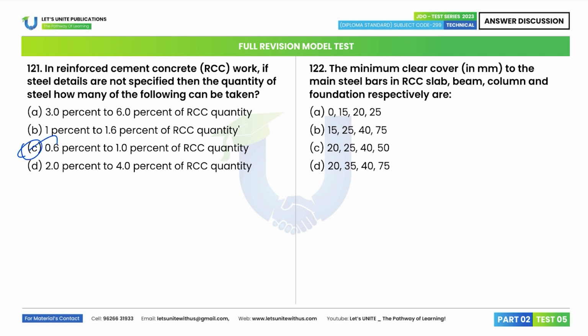Next 122, the minimum clear cover to the main steel bars in RCC slab. RCC பார்த்தீங்கன்னா 20, beam பார்த்தீங்கன்னா 25, column பார்த்தீங்கன்னா 40, foundation பார்த்தீங்கன்னா 50. So options பார்த்தீங்கன்னா 20, 25, 40, 50. So option C correct answer.